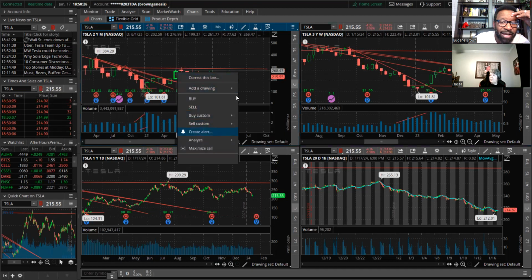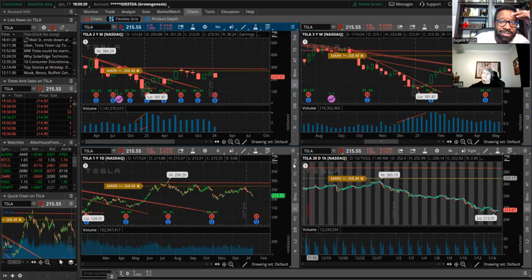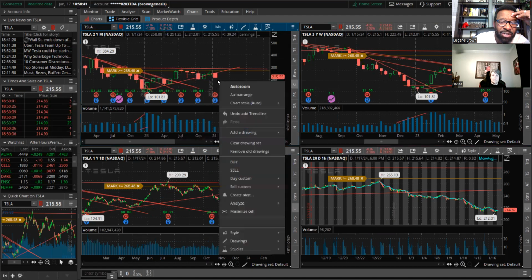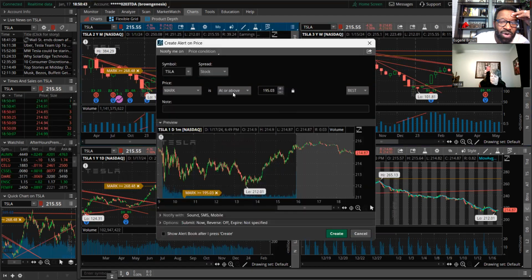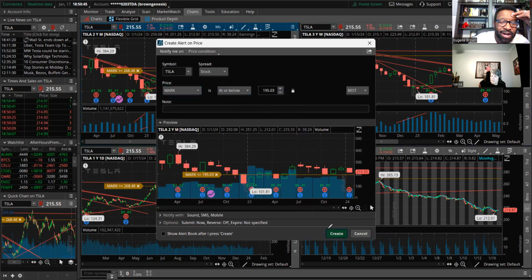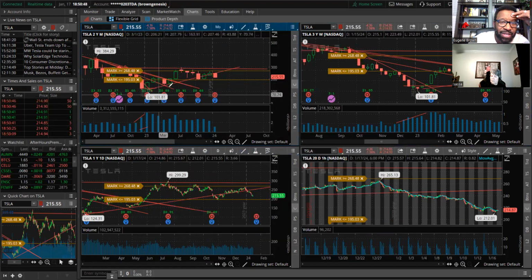And I'll put an alert back in there because if it doesn't get to 268, I don't really have time for it. And this upward trend line in here, it touched it, it's skirting it, and it looks like it wants to go through it. And so I'm going to put an alert at 195. If we drop below there, where are we going?